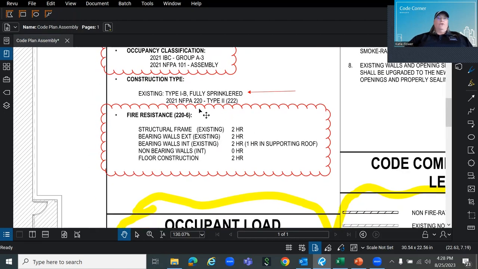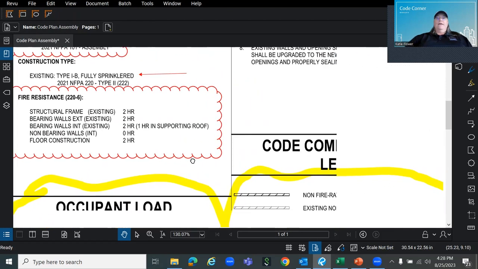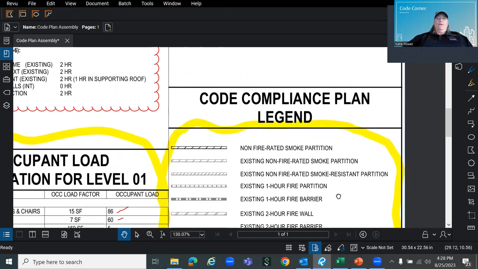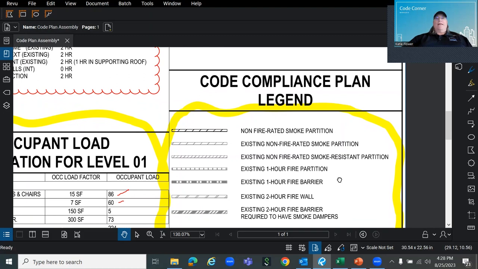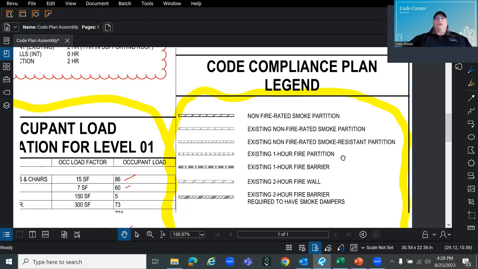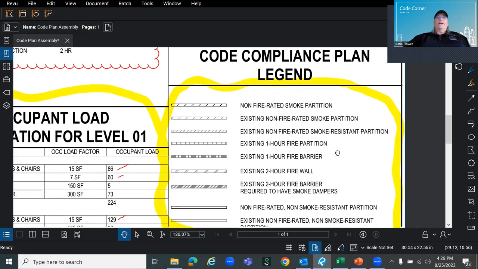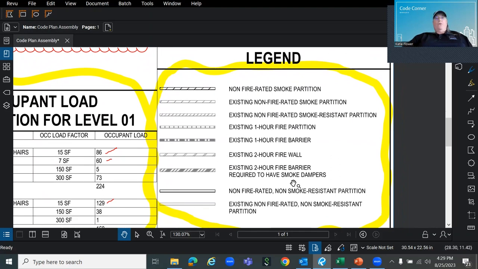And if you scroll down further, it gives us our fire resistance ratings of different wall types, floors, and things like that. Over to this side, all life safety plans will be laid out slightly different, but very similar. The type of information that you're looking for is going to be the same information. It just may be laid out slightly different. You have a legend with all the different wall types, fire rated, non-fire rated, so that you can easily identify which type of wall it is.